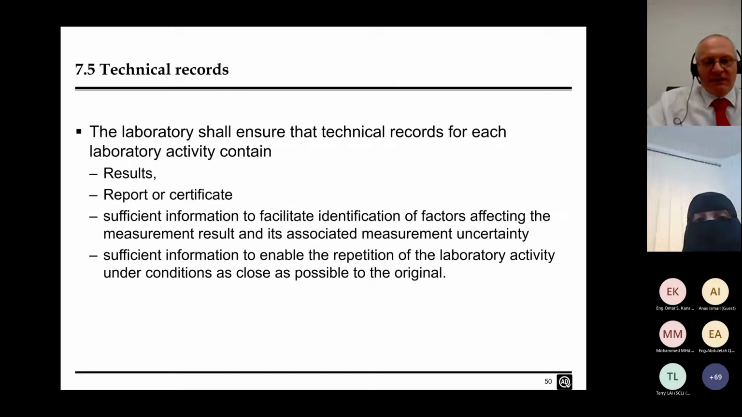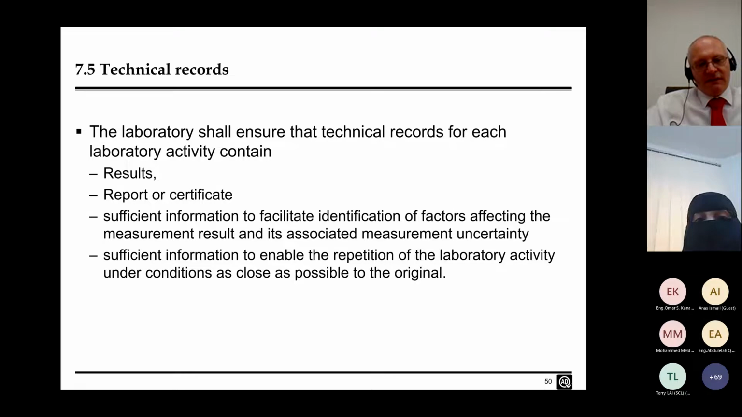We may need to know temperature and humidity, possibly air pressure. We need to know which standards and which instruments we used for the measurement. We may need to know where we measured it. We may need to know who measured it. And we need sufficient information to enable the repetition of the activity under conditions as close as possible to the original. So these two things are very similar.